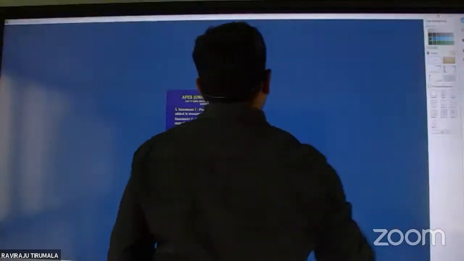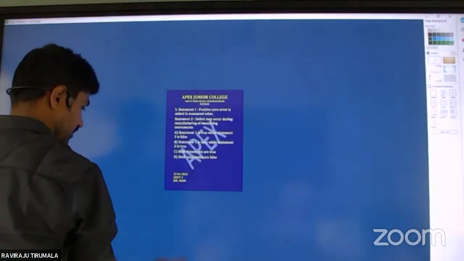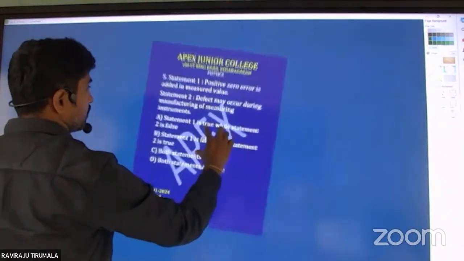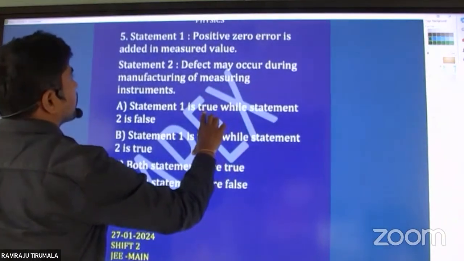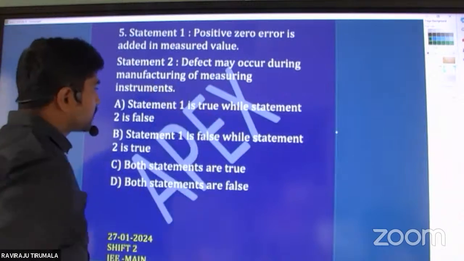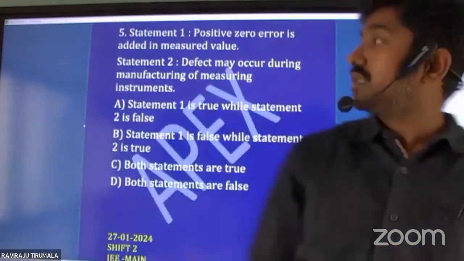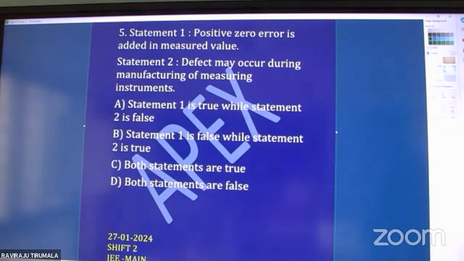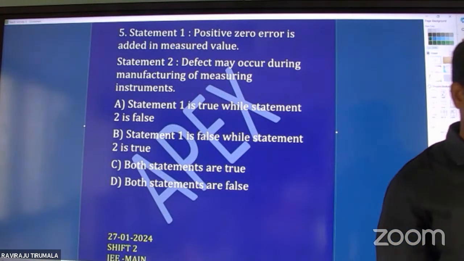Go to the next question then. This is also a theory question given. I think it is given on the basic theory of errors. Very much simple.